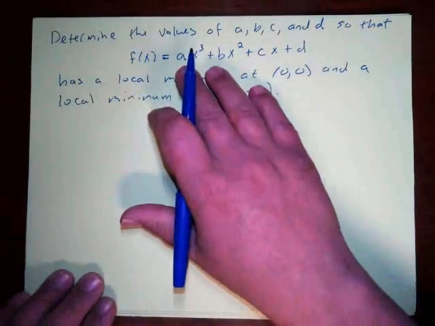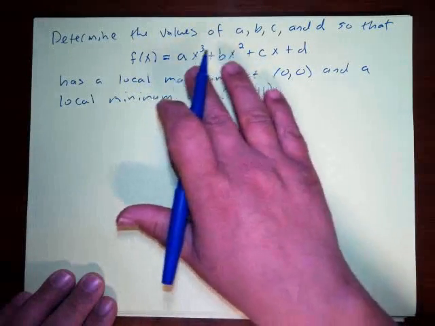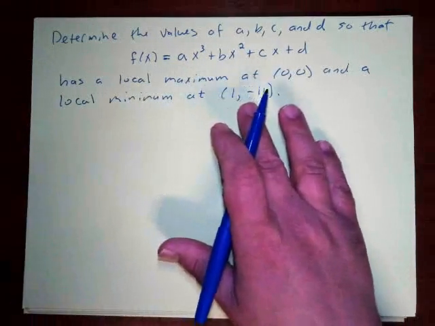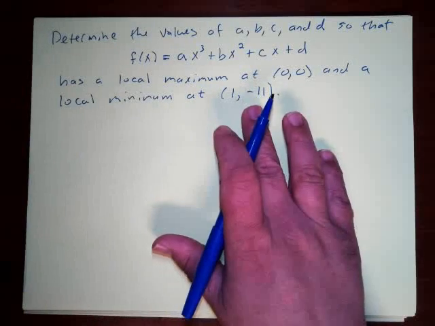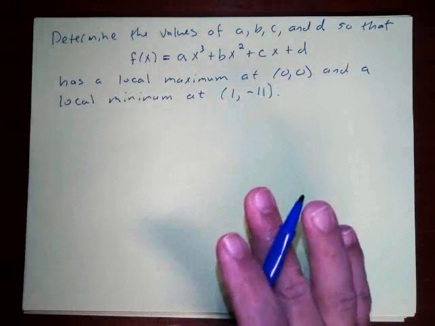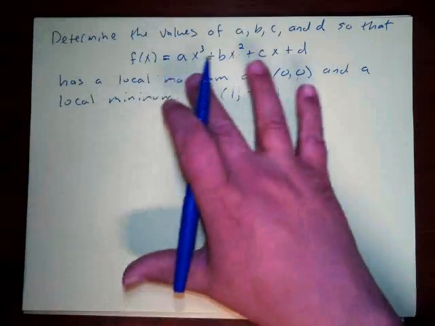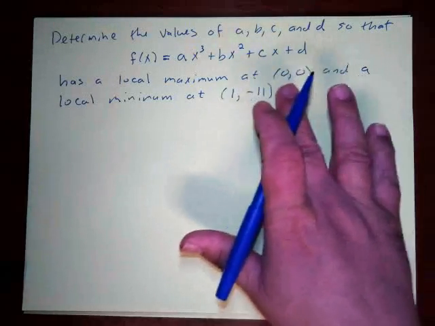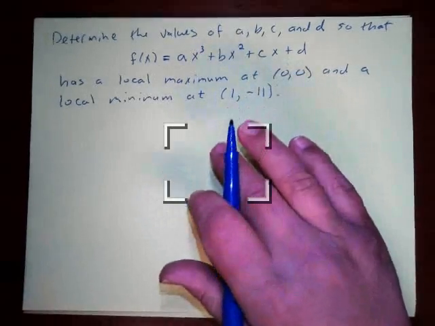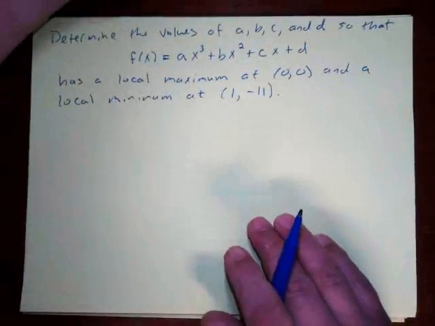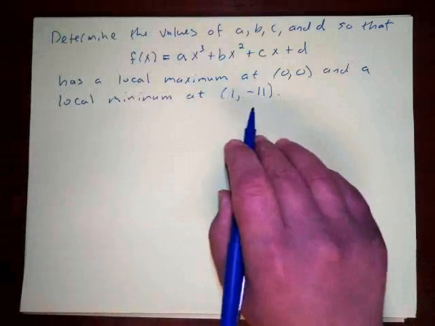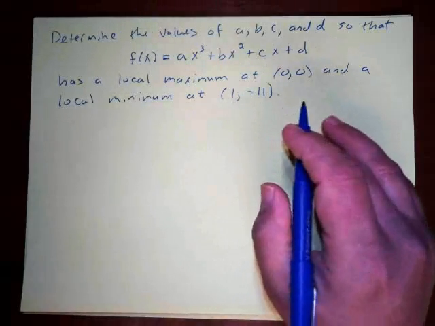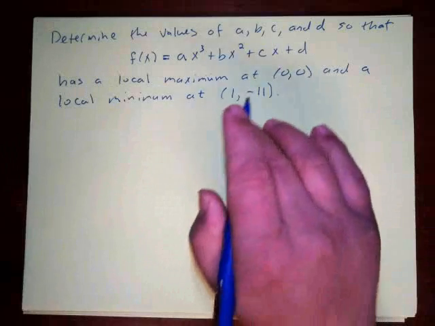Basically, this is a cubic polynomial, and it wants you to find A, B, C, and D so that the polynomial has a local maximum at (0, 0) and a local minimum at (1, -11). It doesn't want you to randomly guess values and hope that you get your local max and minimum. It wants you to use this information to set up a system of equations that you can then solve for these. And so what information is this giving you?